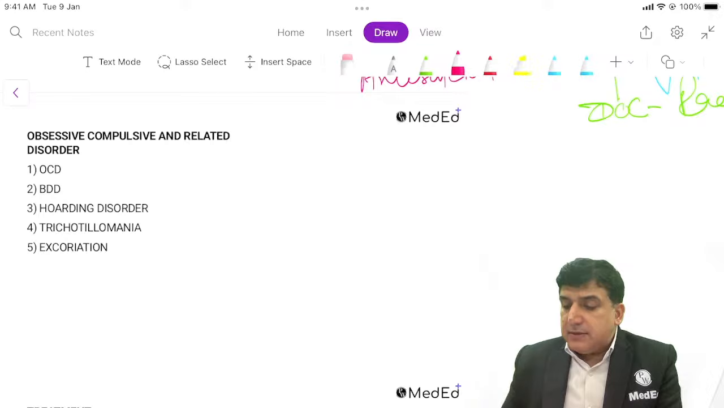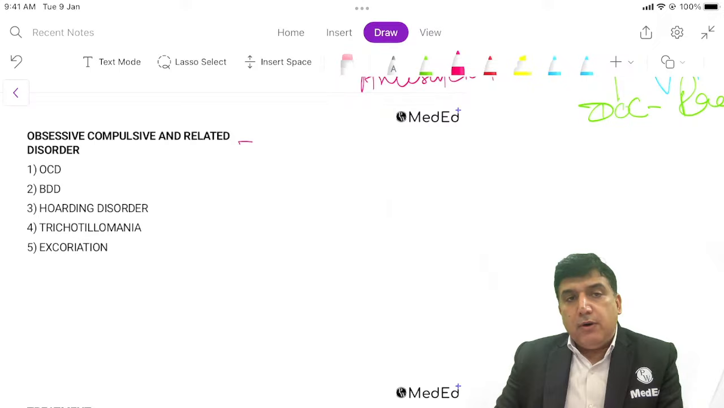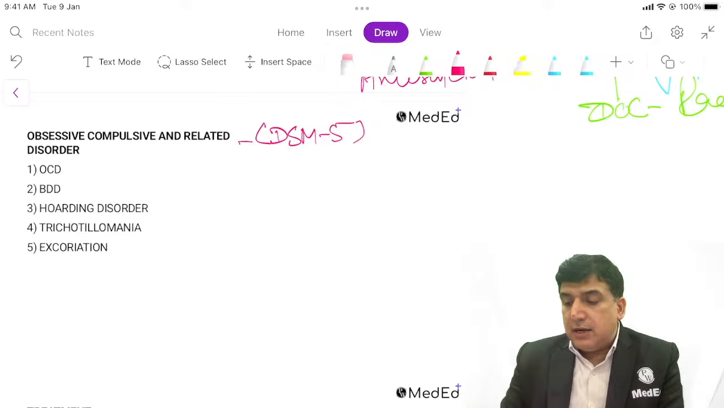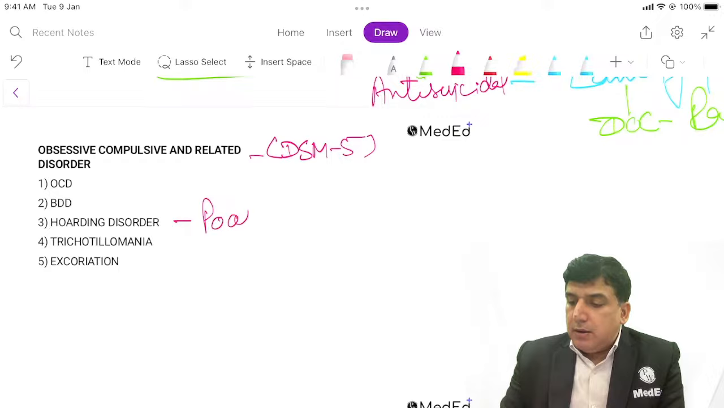It's a new category. Before, OCD was counted under the umbrella of anxiety disorder. Now in DSM-5, there is a separate category of obsessive compulsive and related disorders. The disorders under it are obsessive compulsive disorder, body dysmorphic disorder, hoarding disorder, trichotillomania, and excoriation. Hoarding disorder has a poor, or you can say worse, prognosis.